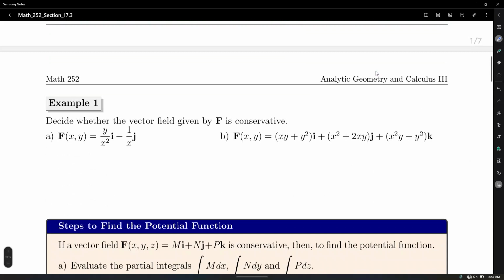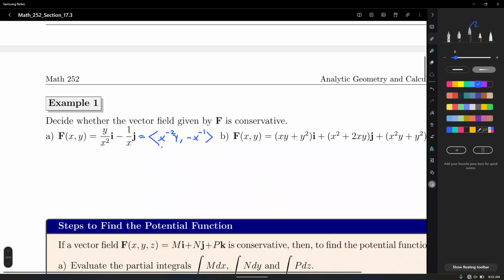So we're given a couple of vector fields right here. F of x, y, oh, that's a vector in R2, so that's going to simplify the work because we will need to satisfy one condition. Number one, let's write this in a more convenient way because we have variables in the denominator. We write this as x to the negative 2, y, comma, negative x to the negative 1. Okay, so this will be our M, and this will be our N.